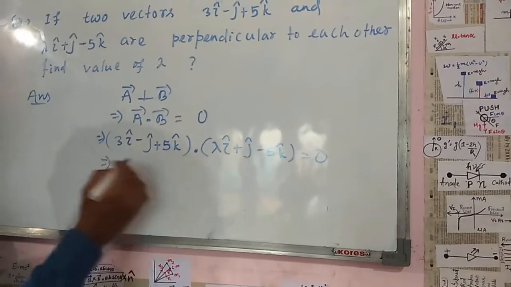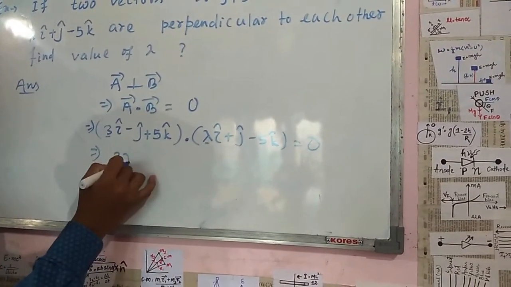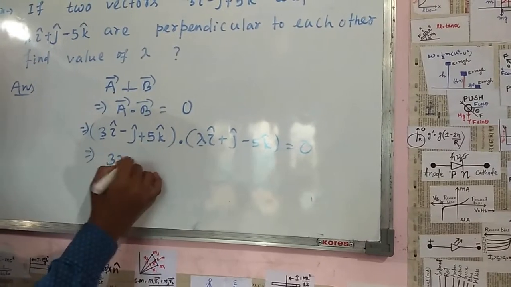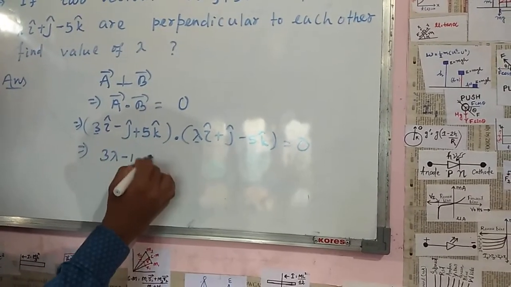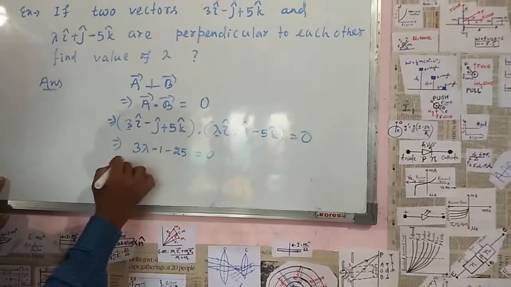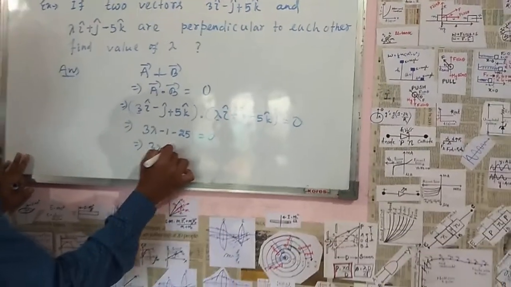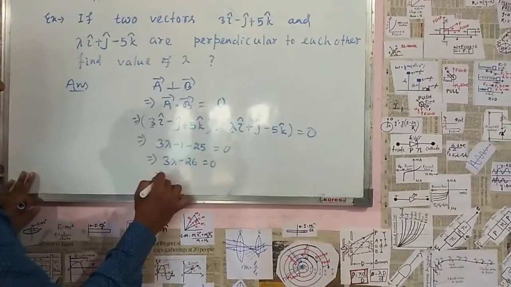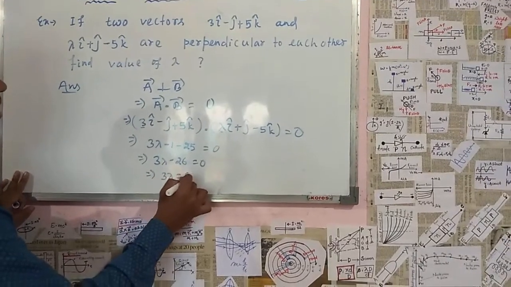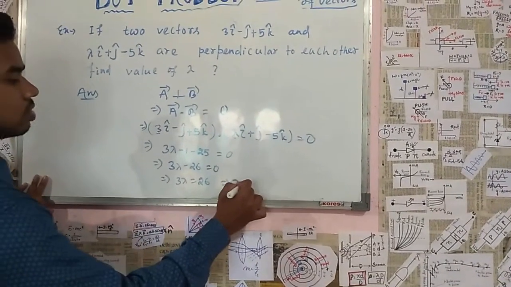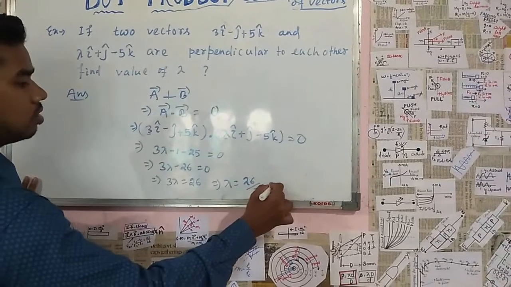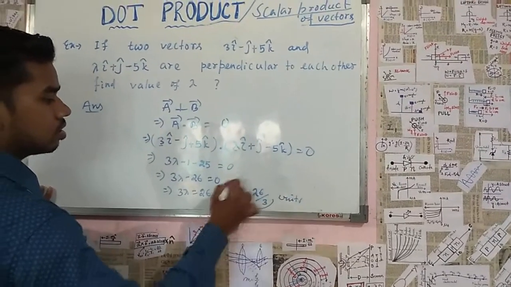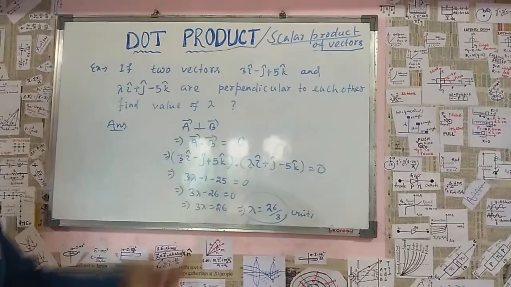So the dot product is 3 into lambda, 3 lambda, minus 1 into 1, minus 1, plus 5 into minus 5, minus 25, equal to 0. So 3 lambda minus 26 equals 0. So 3 lambda is 26 and lambda will be 26 by 3 units. This will be the answer. So in this way you have to find the answer.